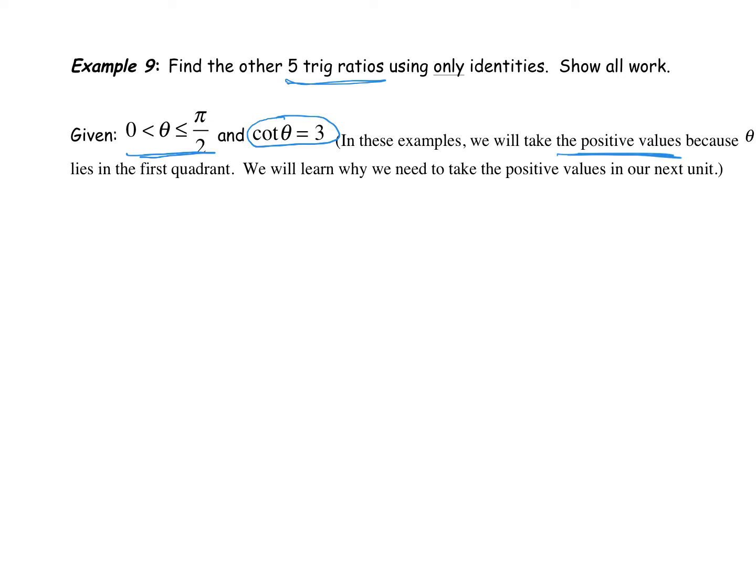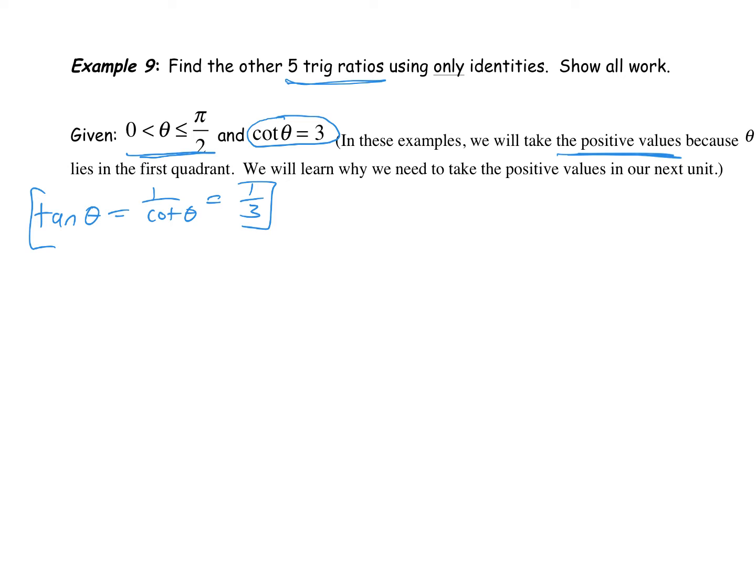So I don't want to use a right triangle here, even though I could and do the SOHCAHTOA type of analysis. I want to use trig identities. So if we're given cotangent theta equals 3, it's easy to find tangent theta because tangent theta is the reciprocal of cotangent theta. And we know that cotangent theta for this example is 3. So tangent theta is equal to 1/3. So we found one of the other trig ratios.